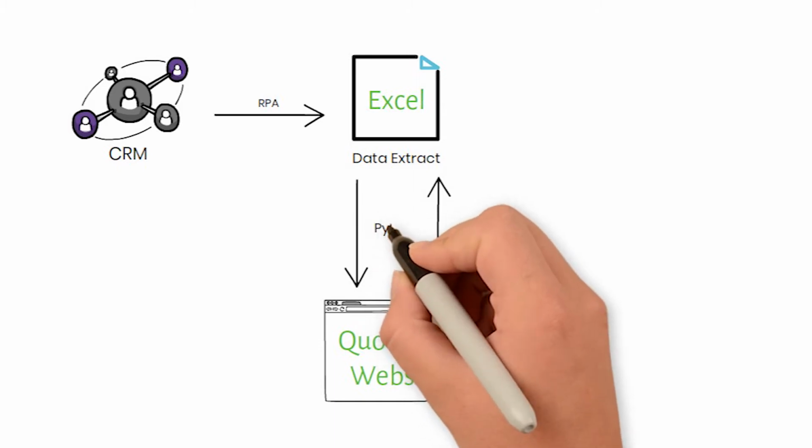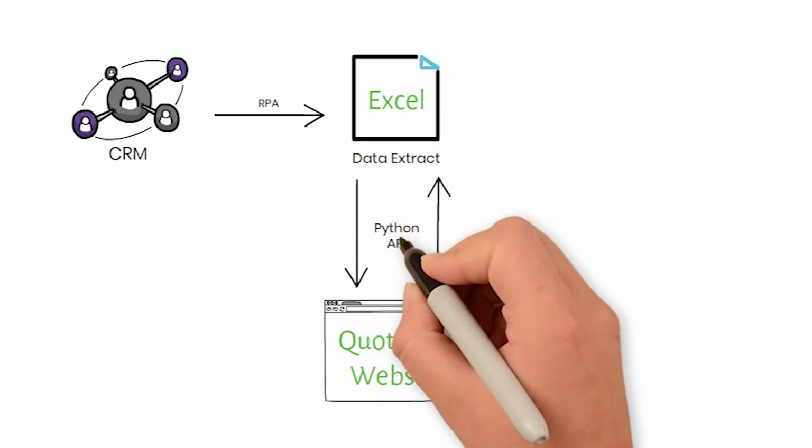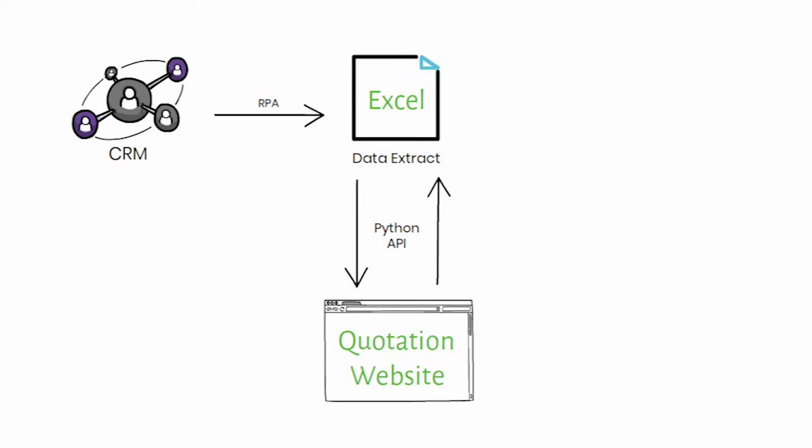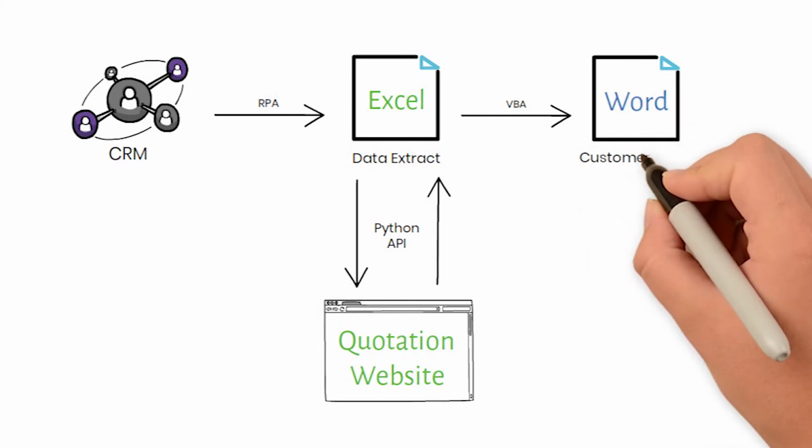When these needed values had been produced by the website's API, they're returned to the original Excel file and then later fed into a quote document for the customer, which is made on Microsoft Word.